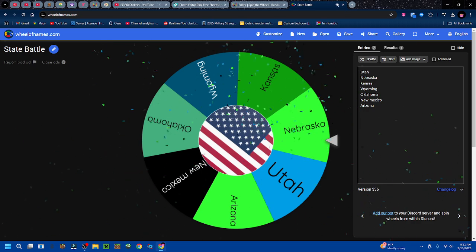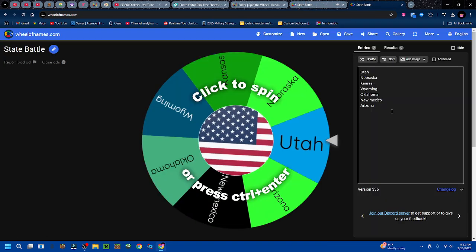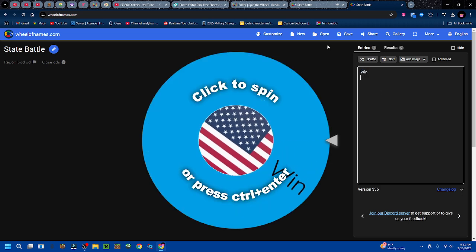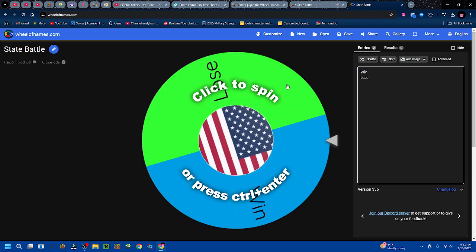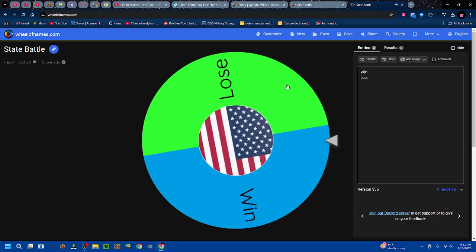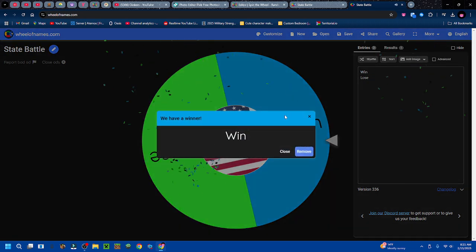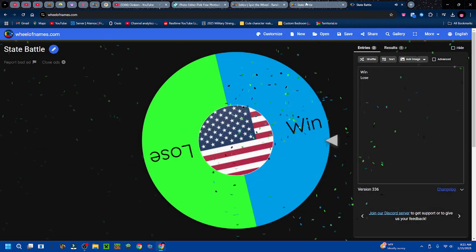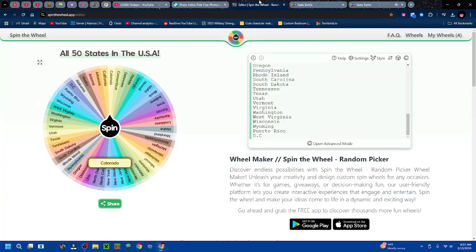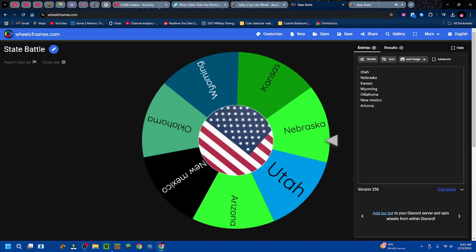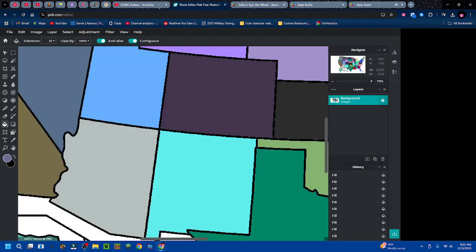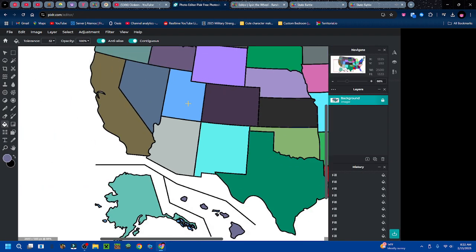All right. Open up another wheel here. Will they win or will they lose? Let's see. And as your state gets bigger, you'll have a higher chance of winning. But it was Colorado versus Nebraska. So Colorado's going to take over Nebraska. Fair enough.